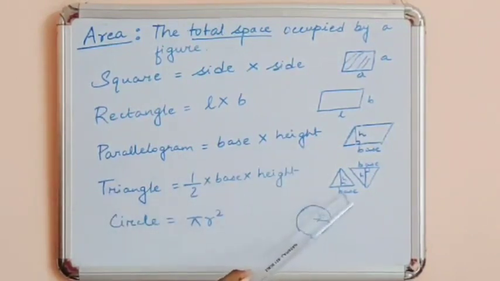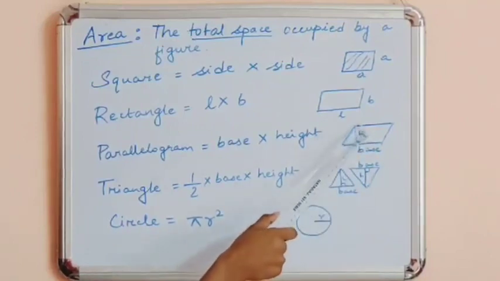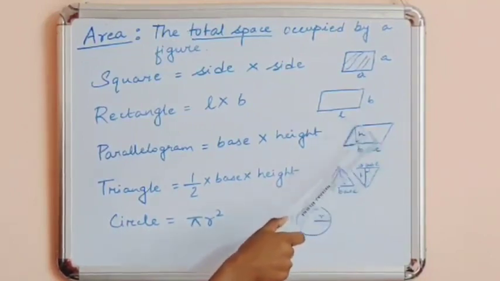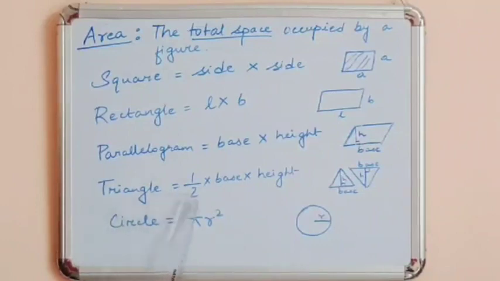Now, if you look at the triangle, if I join these two triangles, it becomes a parallelogram. Or, if I divide this parallelogram by drawing a diagonal here, it will be divided into two equal triangles. So the formula for triangle is half into base into height, because one triangle is half of the parallelogram. So in triangle also we have to take the base and height, not the other two sides. Now the formula for circle is pi r square, where r is the radius.